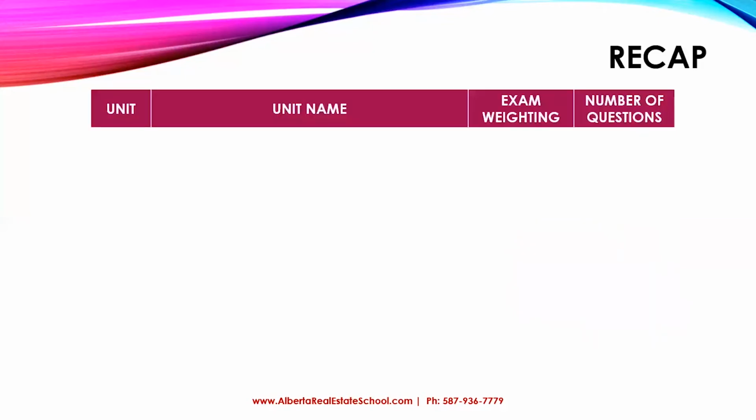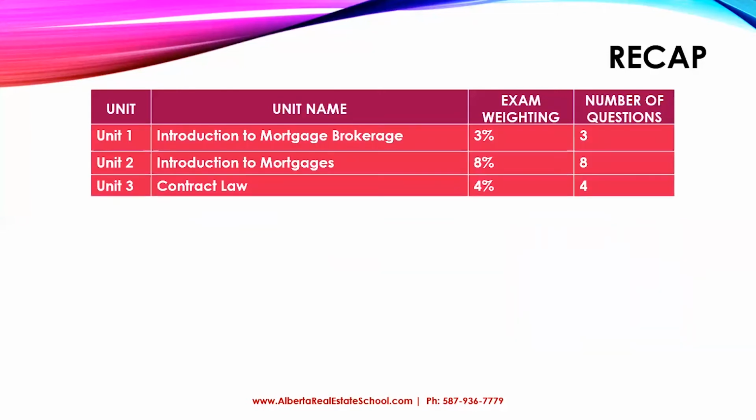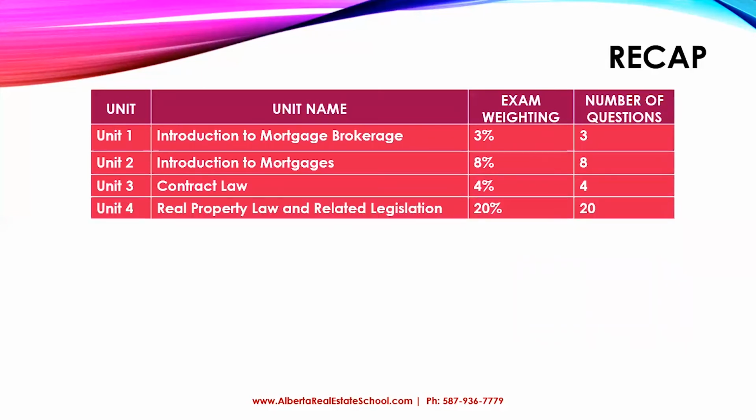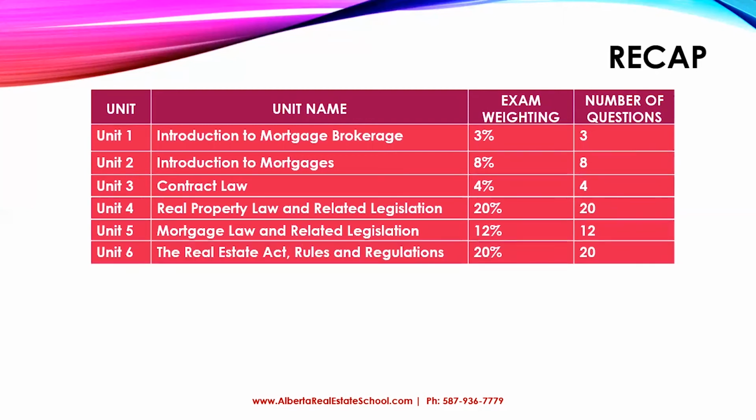So just to recap here, all in all, overall, we have 9 units for the course. And Introduction to Mortgage Brokerage is the first one, worth 3%. Unit 2, Introduction to Mortgages, worth 8%. Unit 3, Contract Law, only worth 4%. And then we get into the heavy units. Unit 4, Real Property Law, worth 20%. So expect 20 questions on the exam.